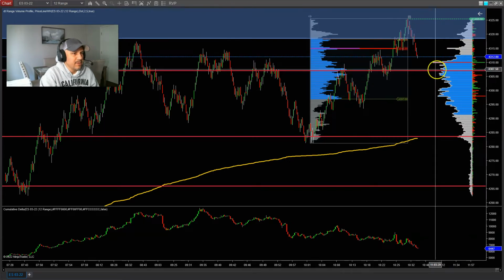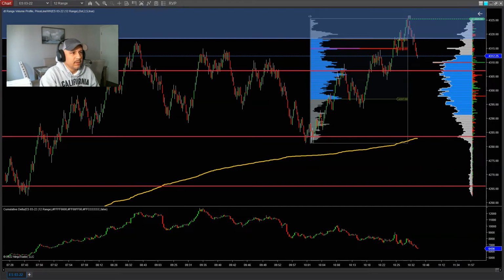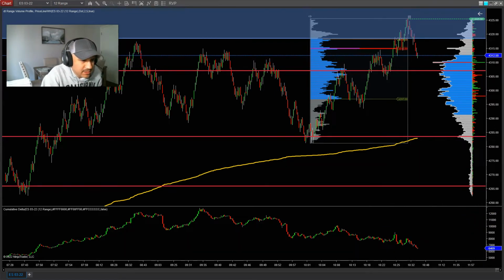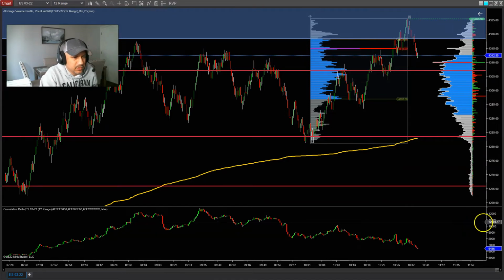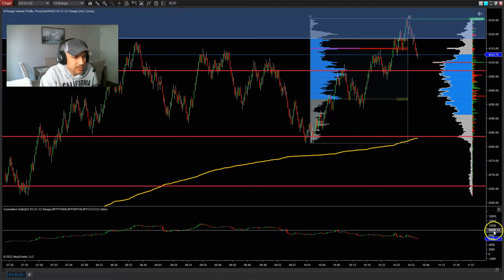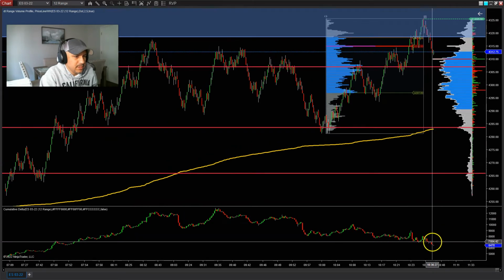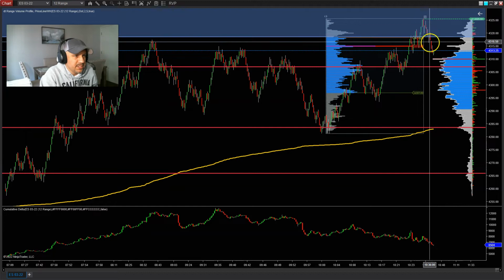Pulling back to this high volume area right here. Yeah, you see it bouncing right there. Reacting a little. Those that follow Delta, not really showing as much on the Delta. Delta's negative from that selling coming down.